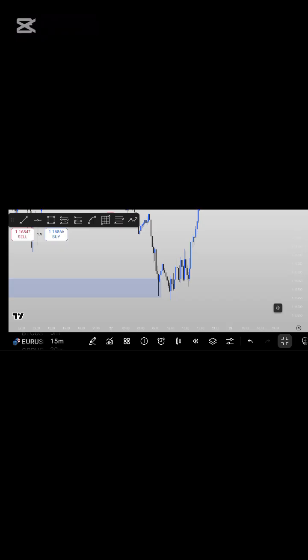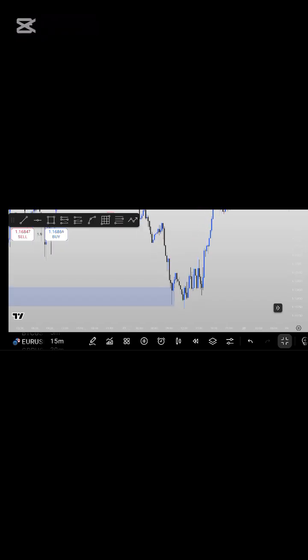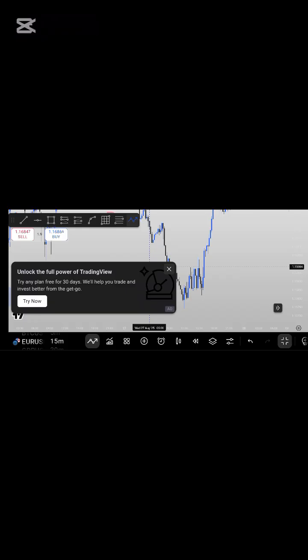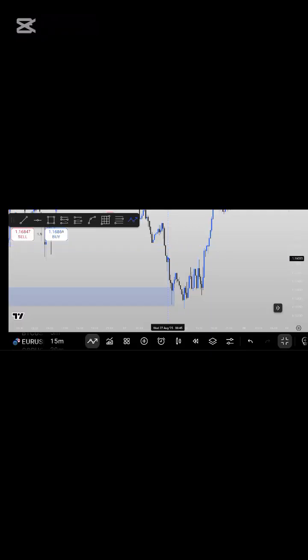So see it guys. After we have a low, a high, we have a low here. We have another high. Then we have this low. So this is a market structure shift here.